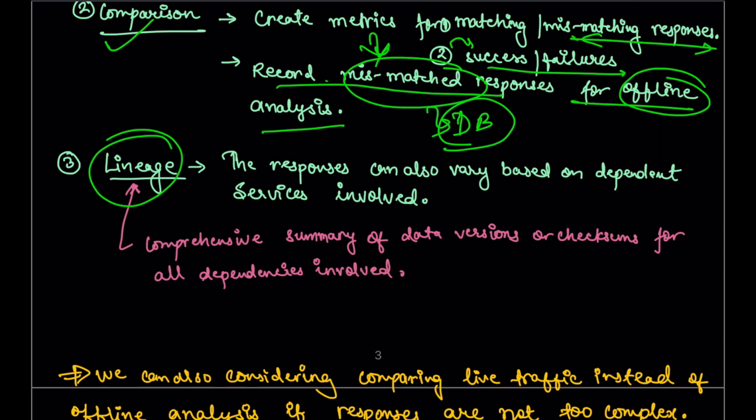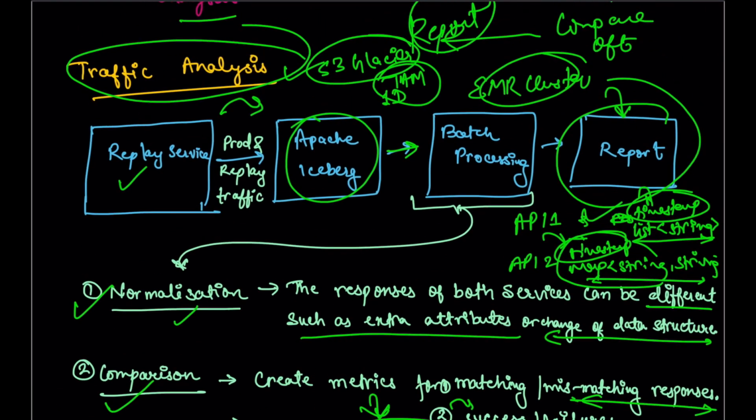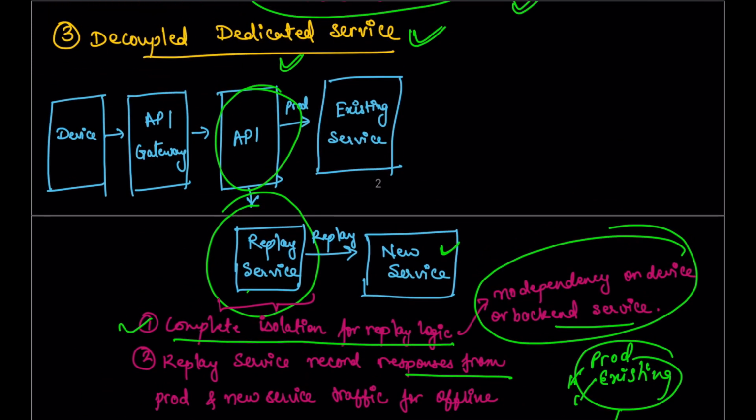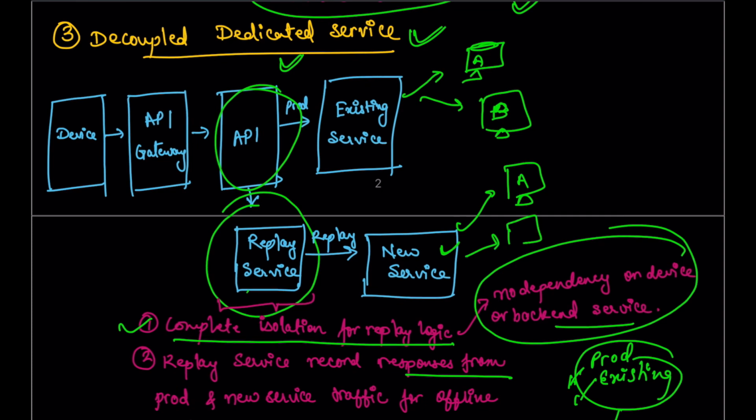Another point is lineage. What we mean by lineage is a comprehensive summary of data versions or checksums for the dependencies involved. Let's consider this example. When the existing service and the new service are doing some kind of operation, it could be possible that they are interacting with some set of services, let's say service A, then service B. Similarly, the other is interacting with service A and service B, and it might also be interacting with service C. Now two things. First, there can be a different number of dependent services which these services interact with.